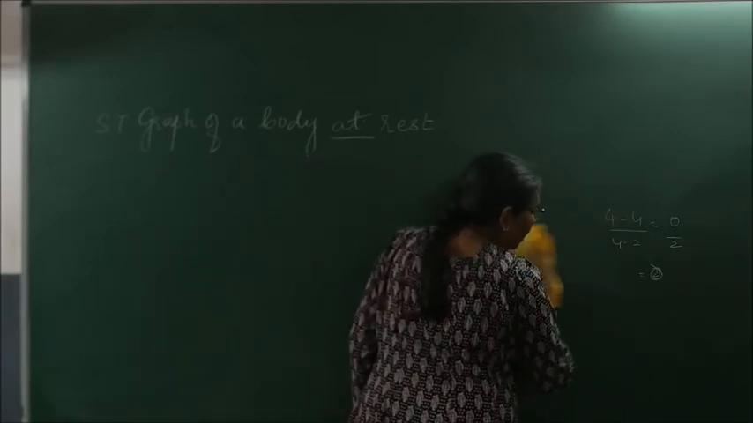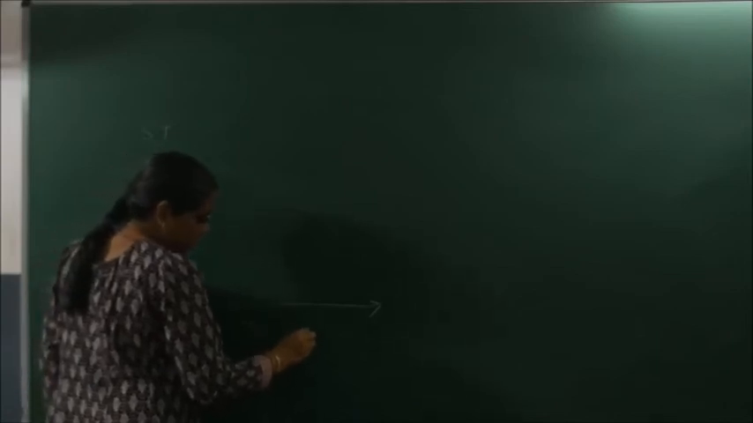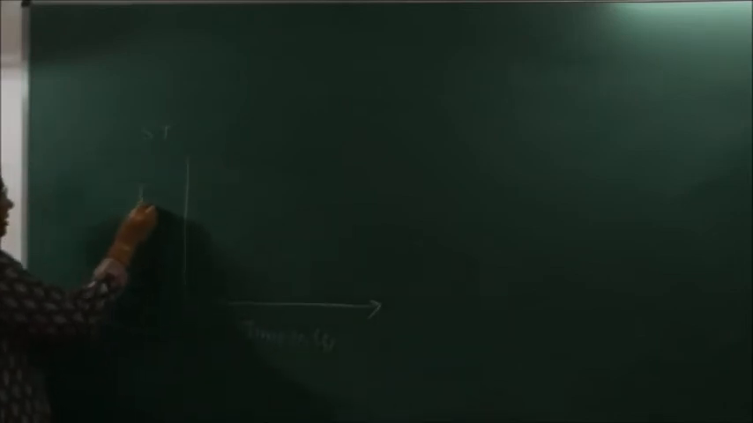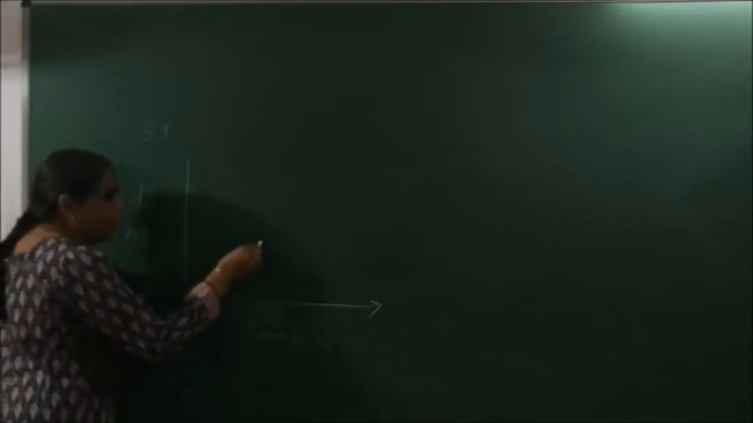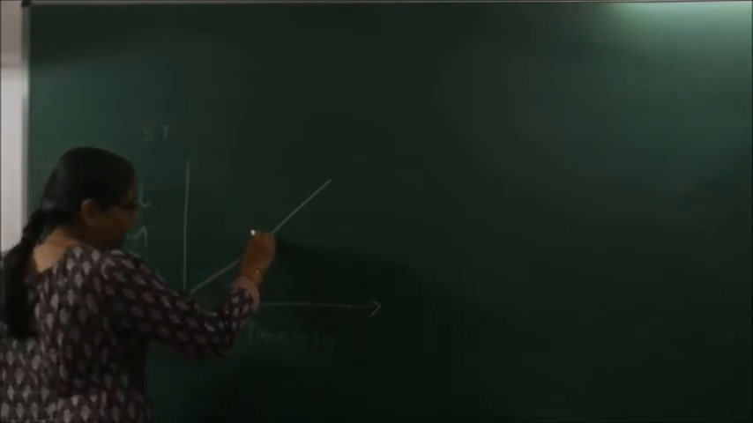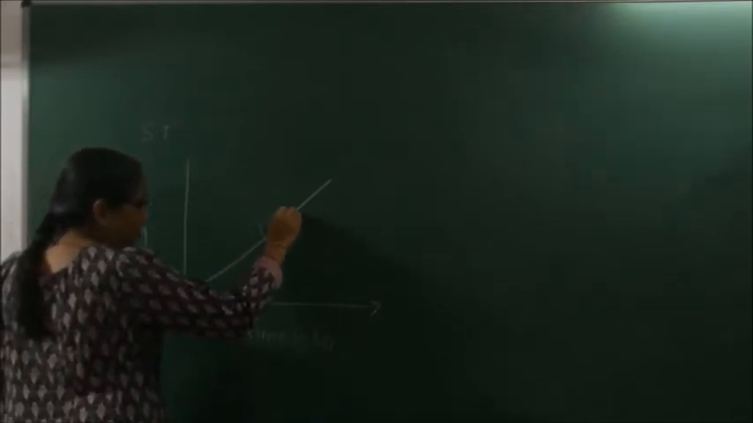The first graph which we started yesterday is what graph? ST graph. So I will revise once again. In an ST graph, always time is taken in the x-axis and what is taken in the y-axis? Distance is taken in the y-axis. If the body is moving with what motion? Uniform motion, you get a distance time graph which is a straight line passing through the origin. The slope of this distance time graph always gives me the speed.